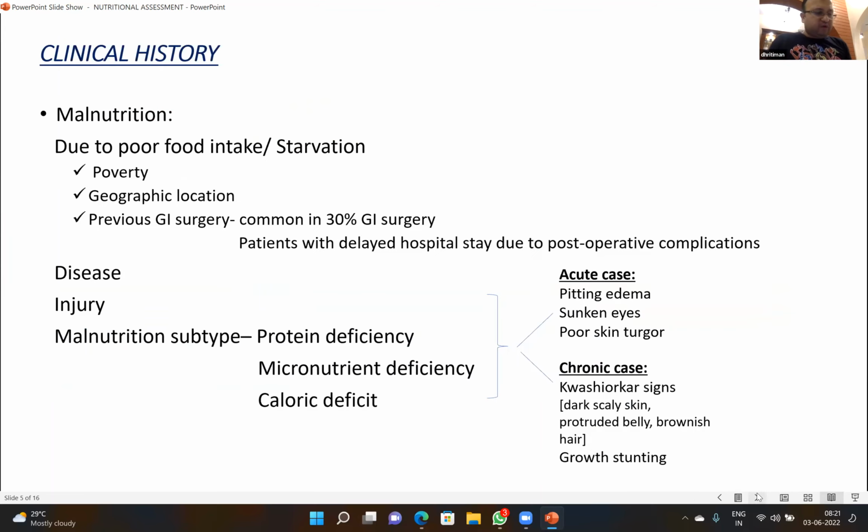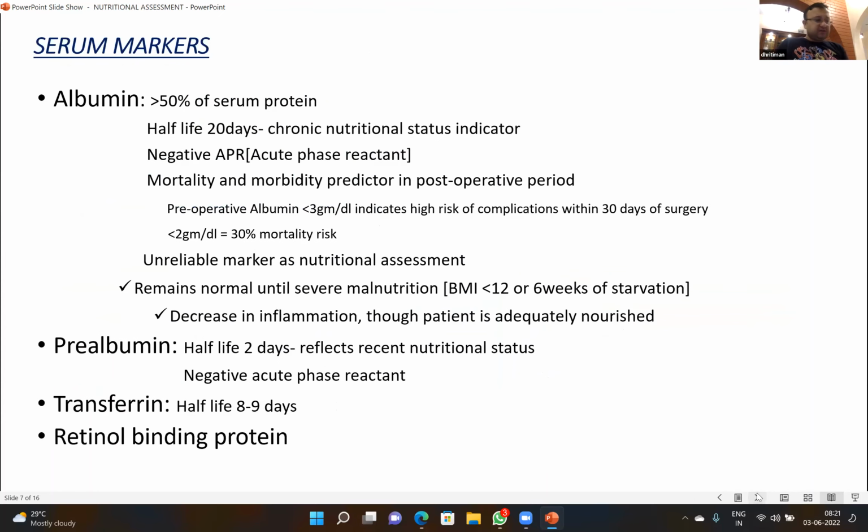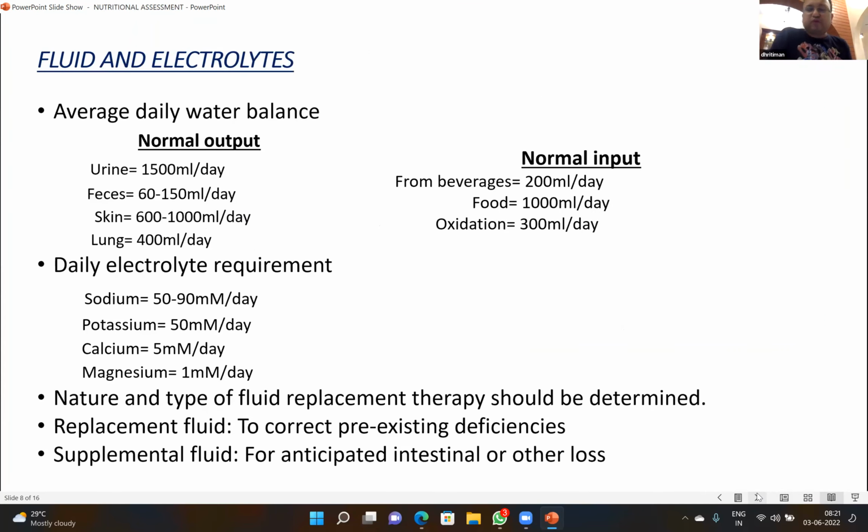One more very important marker is transthyretin. You should not forget, when you have described the intake from beverage, it should be 2000 ml, I think. From fluids and beverage, it's not 200, it's 2000 ml. So correct this in your PPT.